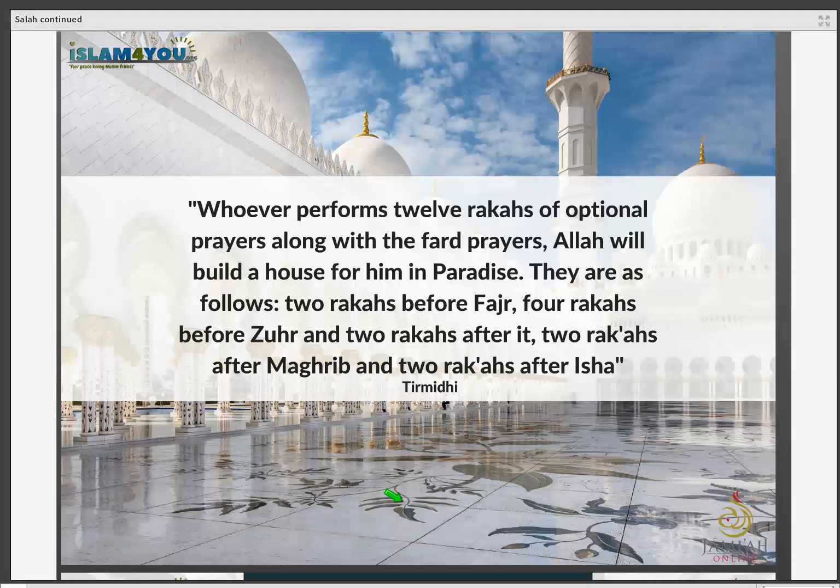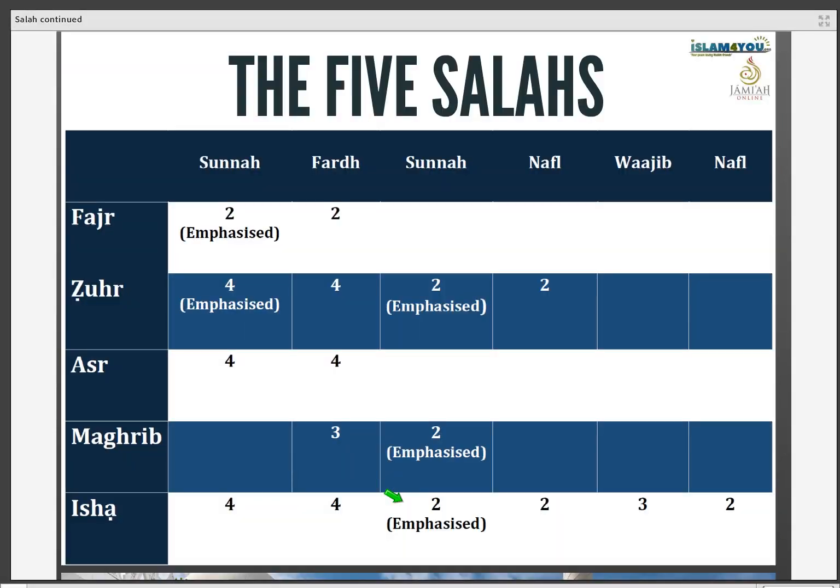And obviously we see the great virtue that Almighty Allah will build for that person a home in paradise. And so if we are regular upon it, then it will serve as a guarantee for us of entry into the gardens of paradise. May Allah make us from amongst them. Right. Now when it comes to the optional prayer, we mentioned that if a person performs it, it is great. If a person leaves it out, one is not sinful.